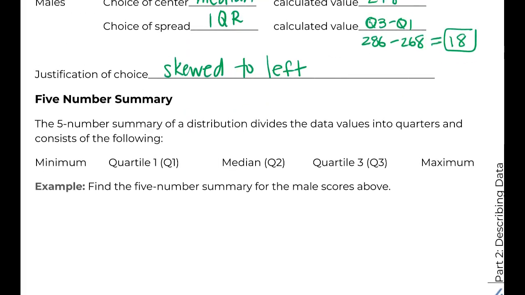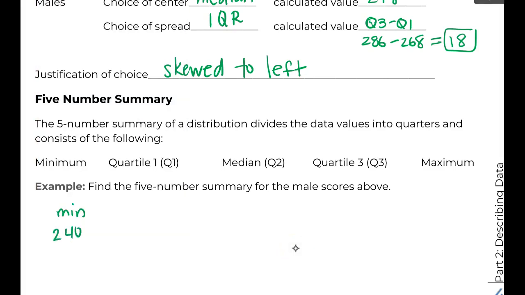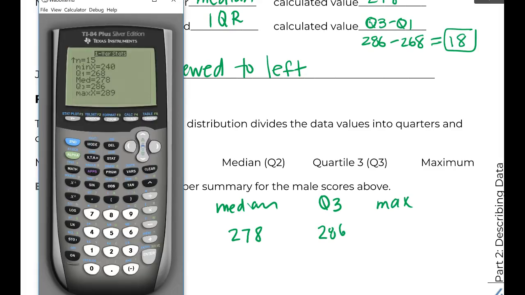5-number summary, by the way, is the 5 numbers that divide your data into quarters. So all of these are pretty easy to find. We know how to find them by hand, and they're the final 5 numbers in the calculator. So in that calculator, I could go ahead, bring back up my Wabbit, and it's the final 5 things. 240, Q1, 268, median, 278, Q3, 286, and then the max score that somebody scored in that tournament was a 289.